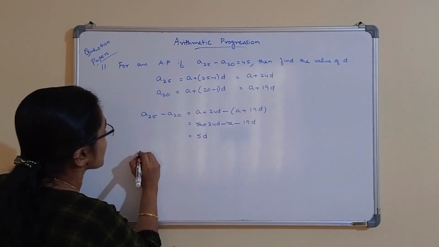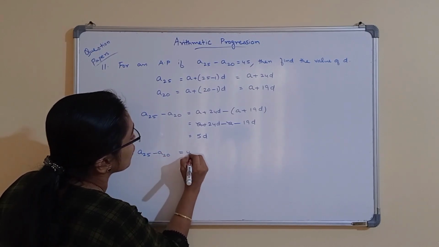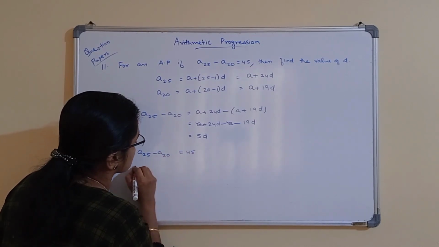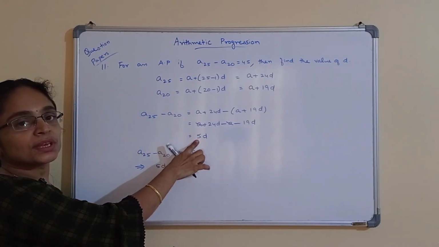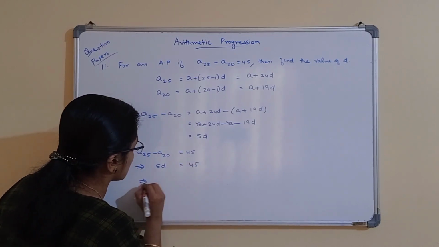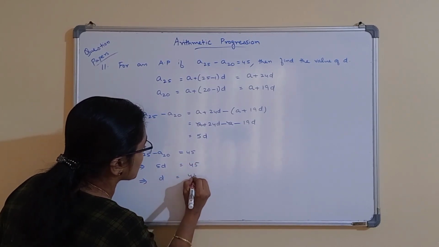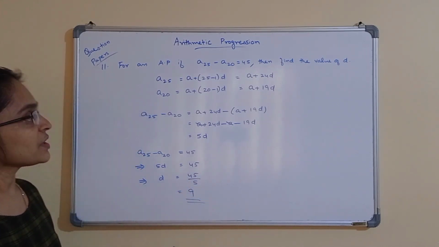Given that A25 minus A20 is equal to 45, and A25 minus A20 is 5D, so 5D equals 45, and this implies D equals 45 by 5, which is equal to 9. So the common difference is 9.